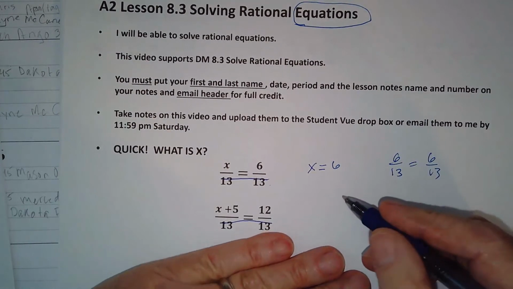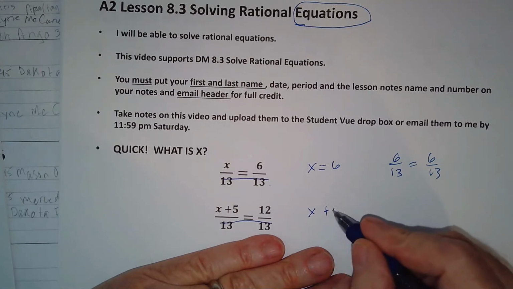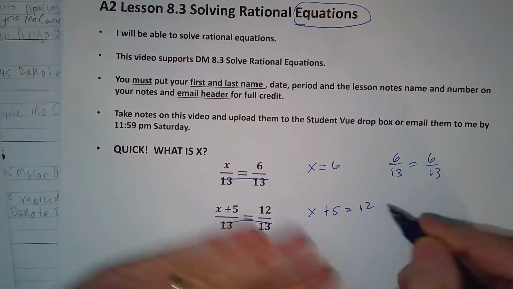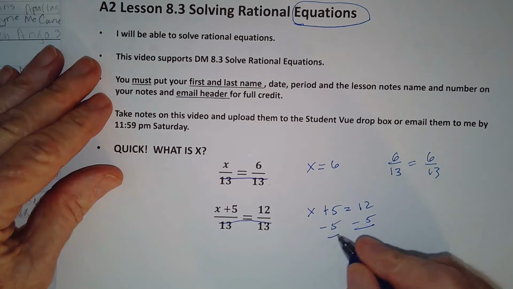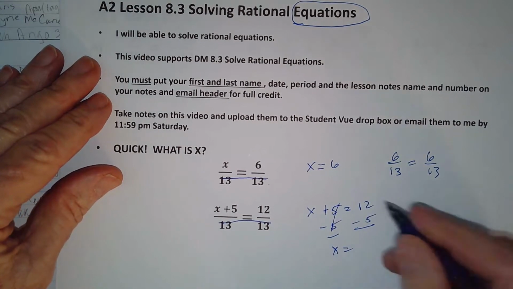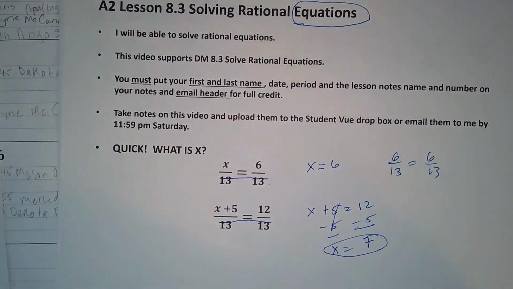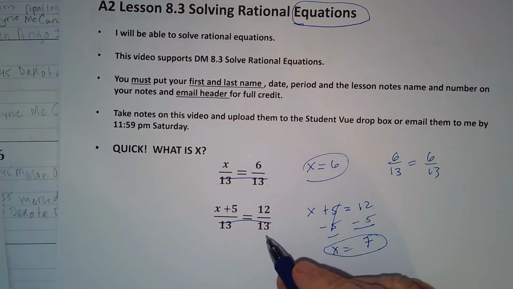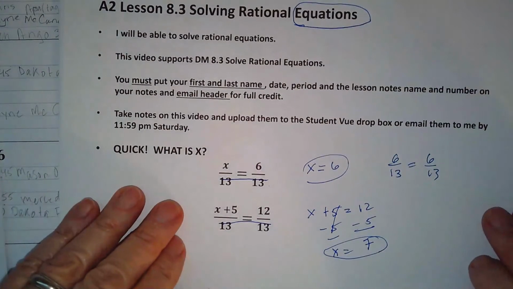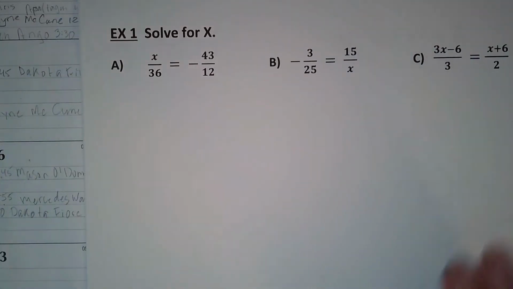Ignore the denominator and just solve for x plus 5 equals 12. Subtract 5 from both sides, and you get x equals 12 minus 5, which is 7. That's the answer. So you got these two answers, and all you had to do was make sure that your denominators were the same, and then you just ignore them. Okay? All right.